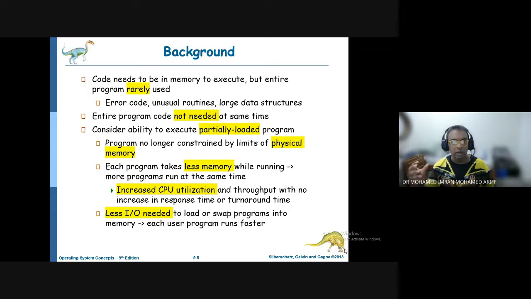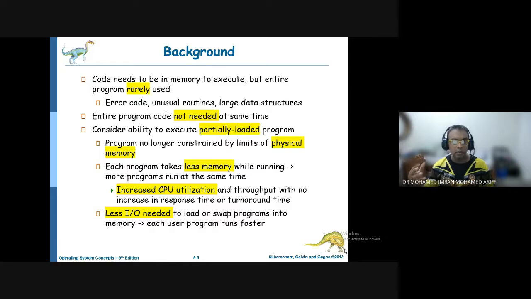However, the storage of the physical memory is not big, because it also needs to give space to other programs, other processes as well. Because of that, only limited files or codes or programs are stored inside the physical memory. So where again is the physical memory? The physical memory is your RAM. Each program takes less memory while running. More memory, more programs run at the same time. So that makes sense.